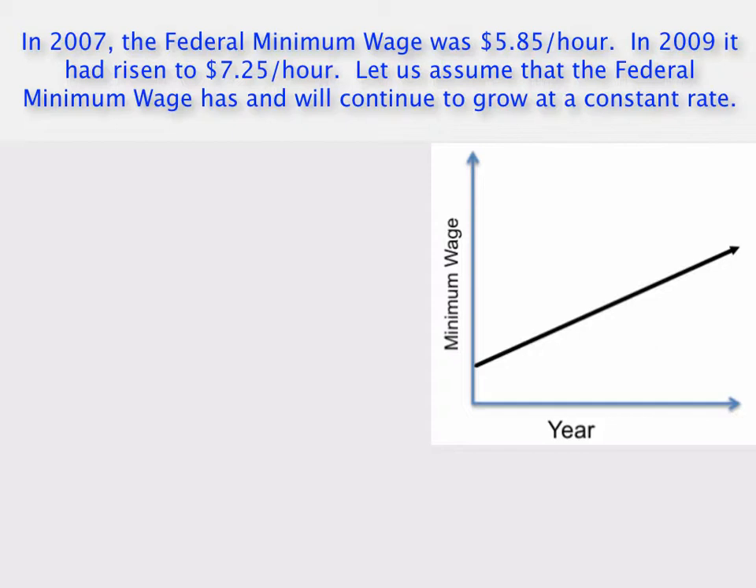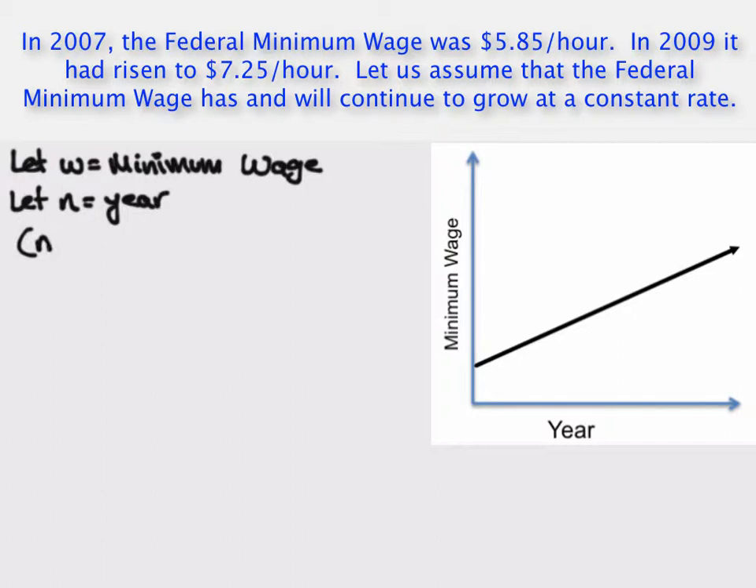Of course, first things first, let's define our variables. Let's let our independent variable be the year, and we'll give that the variable N. And let's let our dependent variable be the minimum wage, which we'll call W. So in this case, all our ordered pairs will be of the form (N, W), or (year, minimum wage).